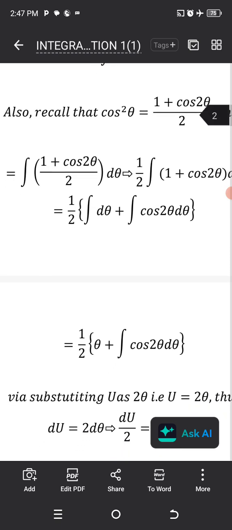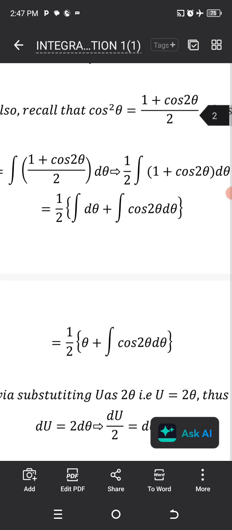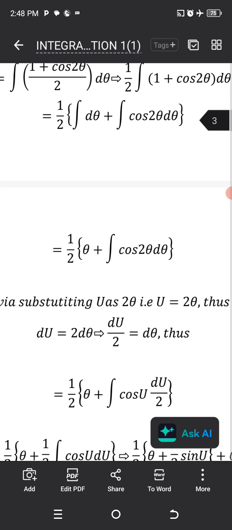Do you get it now? So which eventually implies that 1 over 2 open brace. We are now applying the normal method for integration, because that d theta will be multiplying everything inside that bracket. So that is why in the next line we have 1 over 2 open brace integral of d theta plus integral of cos 2 theta d theta. And you can see that in the next line we have 1 over 2 open brace theta plus integral of cos 2 theta d theta.